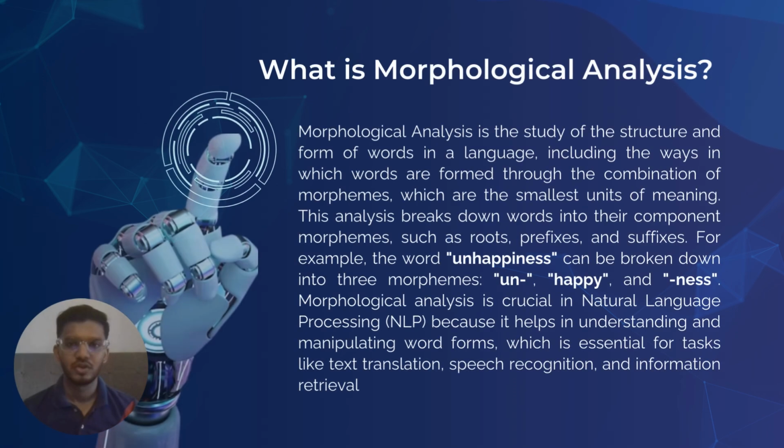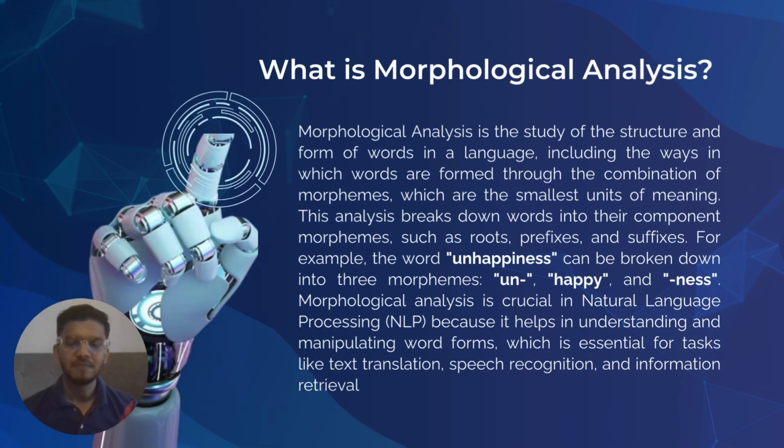So what is morphological analysis? Simply put, it is the study of the structure and form of words in a language, including the ways in which words are formed through the combination of morphemes. Morphemes can be broken down into roots, prefixes, and suffixes. For example, if we take the word unhappiness, it can be broken down into three morphemes. The root word will be happy, the prefix will be un, and the suffix will be ness.